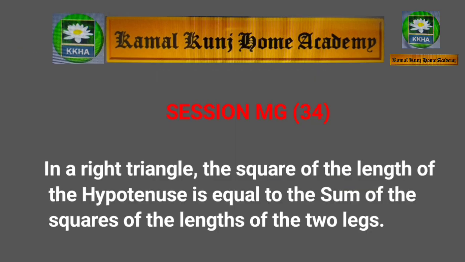In this session, we will discuss the Pythagoras Theorem. According to this theorem, in a right triangle, the square of the length of the hypotenuse is equal to the sum of the squares of the lengths of the two legs.